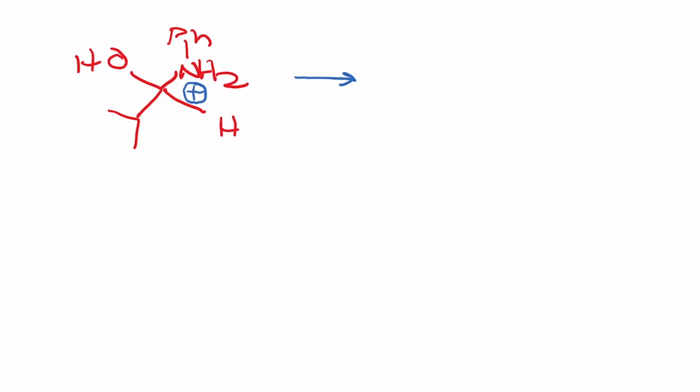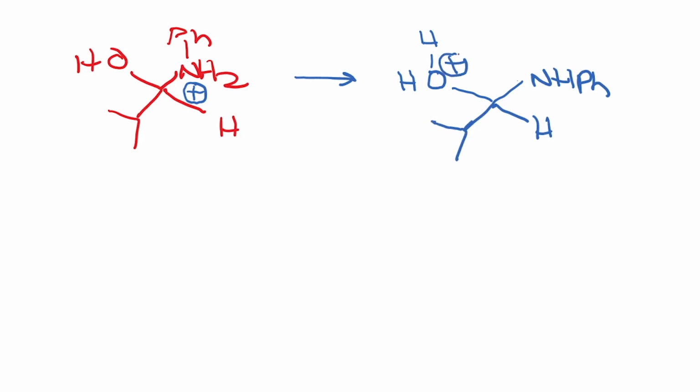So NH2Ph, OH, and we have a hydrogen here and an isopropyl group here, and this positive charge remains over here. Now what can happen is that you can have a transfer of this proton from this amine cation to the hydroxyl group, and you will end up getting this protonated water species. So you have NHPh, the remaining groups are the same, and you get a positive charge over here, right?